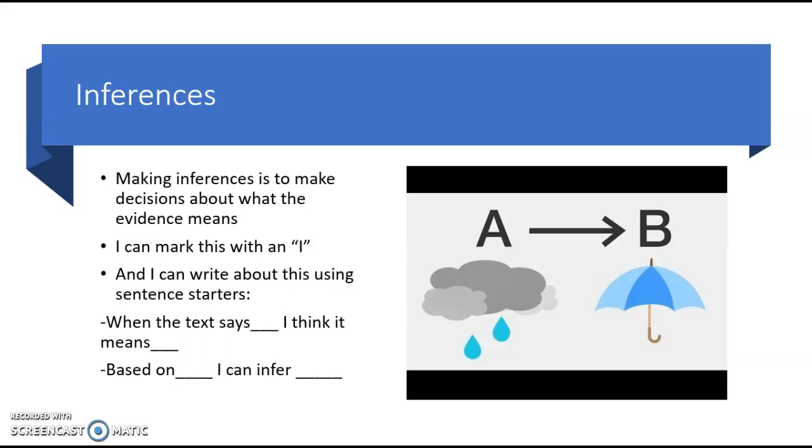To make an inference, I have to: 1. Look at what the text says, 2. Identify the place that I can connect my background knowledge, whether it's personal or academic, and 3. Think about what the text implies. The picture describes when it's raining, that's when you'll often see people using umbrellas. So if it rains, you can infer that people will use umbrellas.